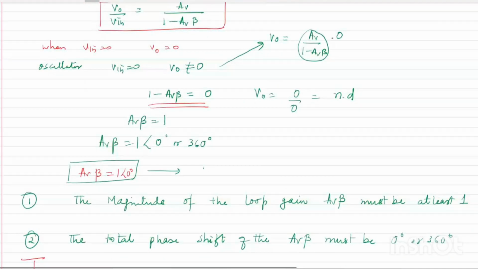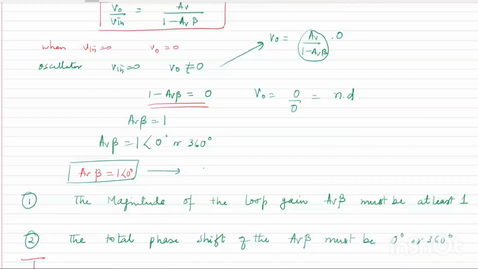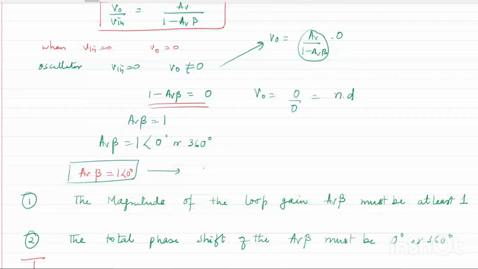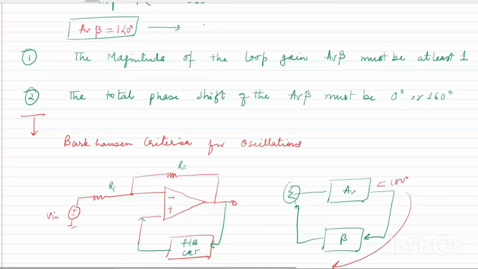That is, AV beta equals 1. 1 minus AV beta equals 0, or AV beta equals 1 angle 0. That means the magnitude of loop gain AV beta must be at least 1 for the oscillator, and the total phase shift of AV beta should be 0 degree or 360 degree. That is the conclusion we came to when we started with oscillators.